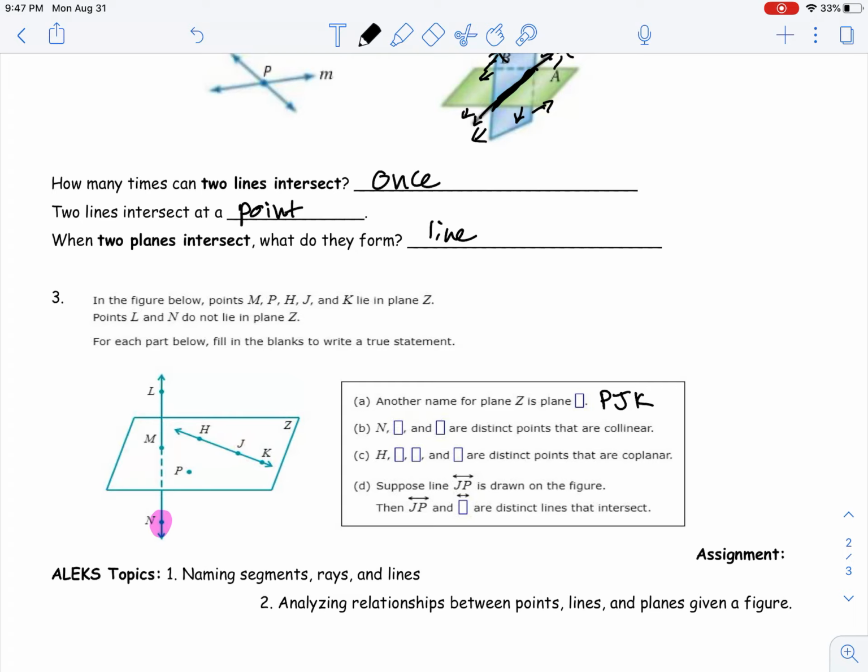Notice also that that line actually goes through the plane up and down. This dotted line means it's behind it, and you wouldn't be able to see it if that plane was not clear.